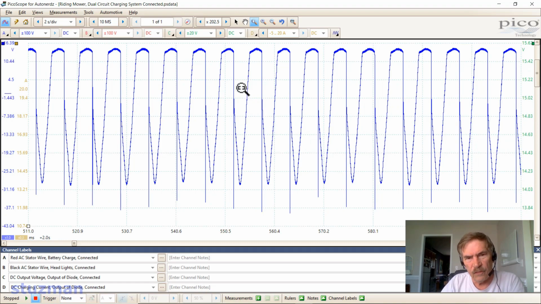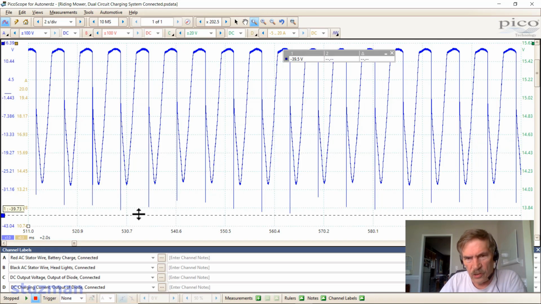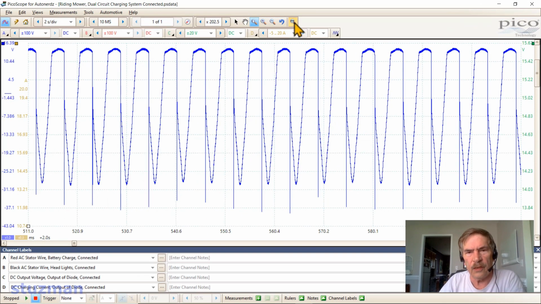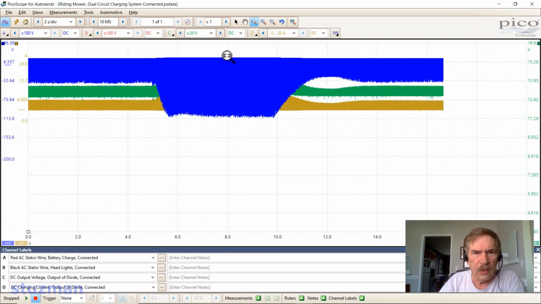You see that it's kind of flattened across the top, a little bit rounded. It doesn't have that nice sine wave that we had when we disconnected the stator when it was unloaded. Also notice these spikes that are running down here. If we take a look at those spikes at an idle condition, we're running about 38 volts there. Let's take a look at it when it's wide open.